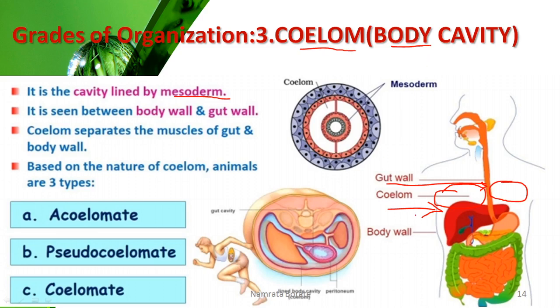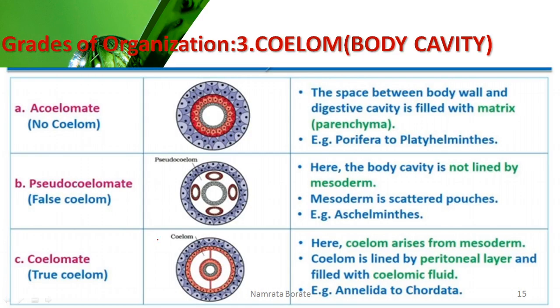Based on the nature of coelom, the animals are of three types. First one is the acoelomate, means there is an absence of coelom. Next one is the pseudocoelomate, means there is a presence of a false coelom. And the third one is the coelomate, means there is a presence of the true body cavity. So we see in detail.